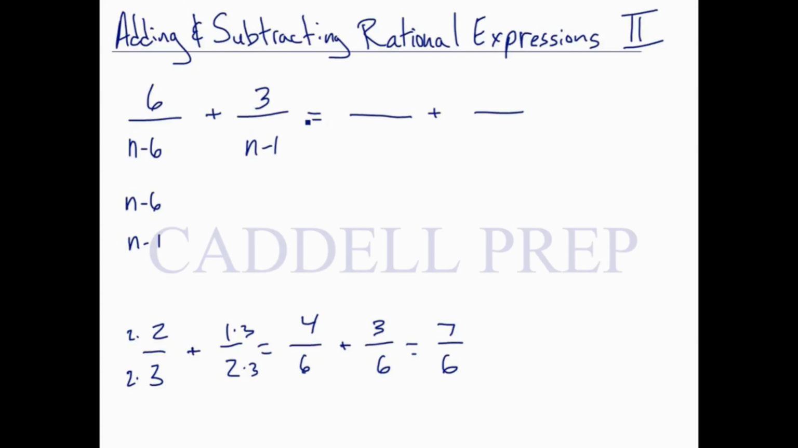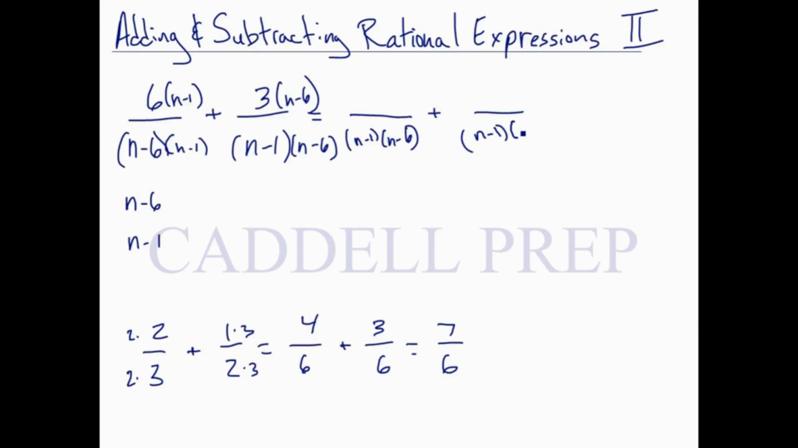So we're going to do the same thing here. We're just going to multiply these together. So multiply this by n minus 1, and of course it's the entire thing, n minus 6 times n minus 1. Multiply this by n minus 1, and now here multiply by n minus 6. Alright, so let's not multiply the denominators together, so just rewrite it. N minus 1, n minus 6, n minus 1, n minus 6.